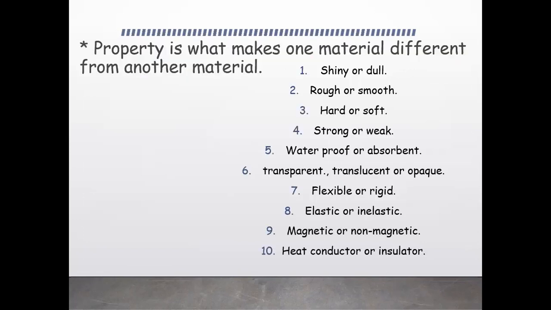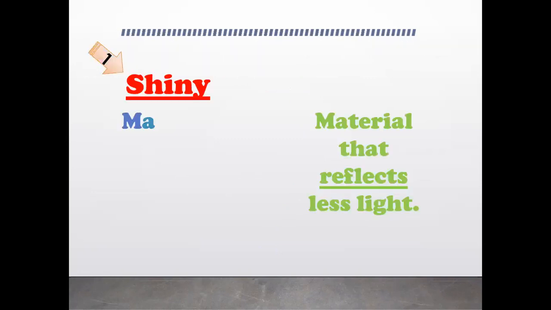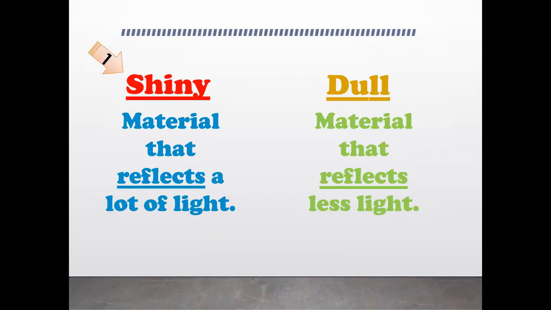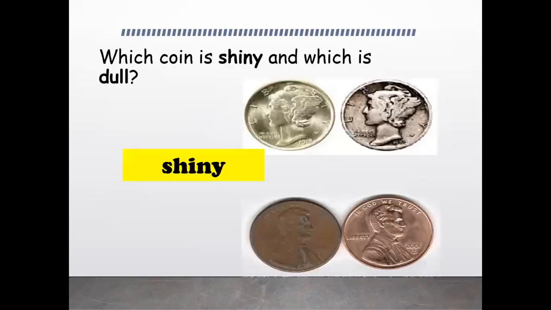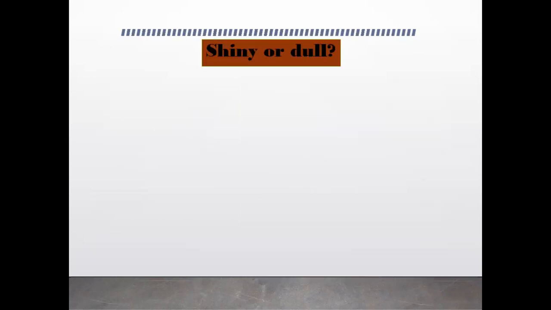We said that we are going to take 10 properties. Today we are talking about shiny and dull. What is shiny? Shiny means it's a material that reflects a lot of light. Dull means it's a material that reflects less light. And we took a lot of examples. Okay?